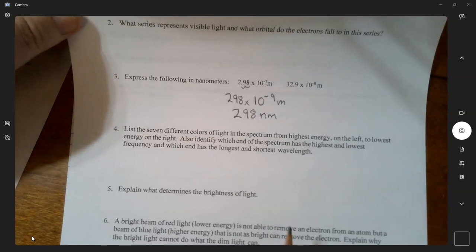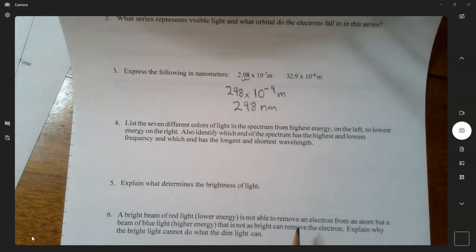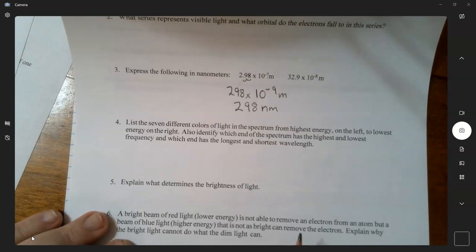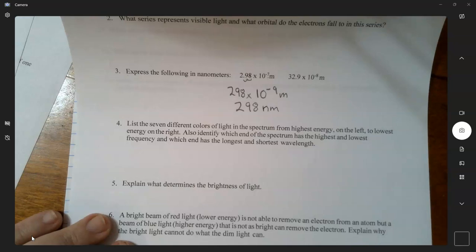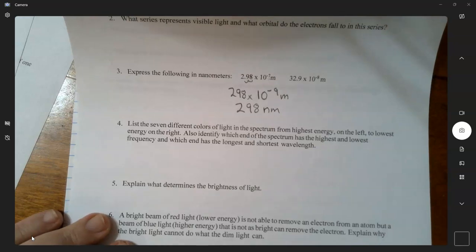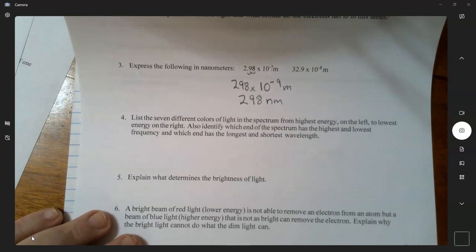4 lists the 7 different colors of light in the spectrum, from highest on the left to lowest energy on the right. That's Roy G. Biv, spelled backwards. Also identify which end of the spectrum has the highest and lowest frequency, and which end has the longest and shortest wavelength. So I'll do one end for you here. The highest energy, which is going to be violet light, has the highest frequency. High energy, high frequency. It's frequency that determines energy, and inversely it has the shortest wavelength. So high energy, high frequency, shortest wavelength.